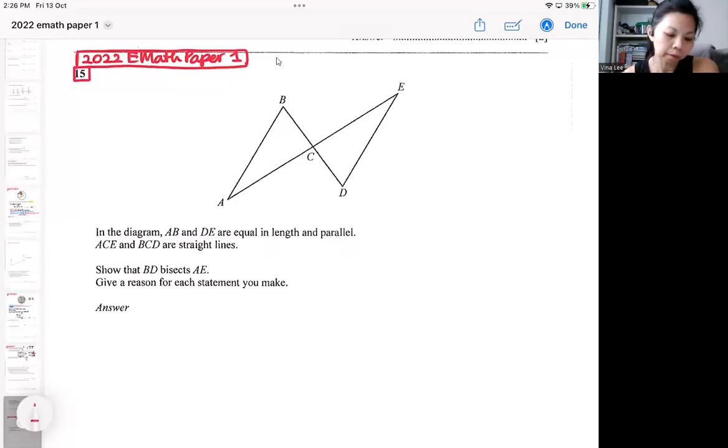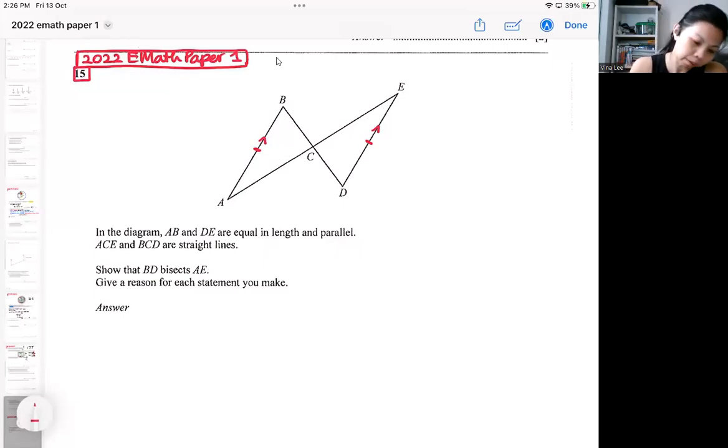So question 15, right? They give you a diagram, and they only gave you the idea of the same length. Usually when you read a question, you don't know what's going on, so you have to read for information first. So they are the same length, and then they are parallel. Okay, and then they are straight lines, and that's all. That's all the information that they give you, and you're supposed to show that BD bisects AE.